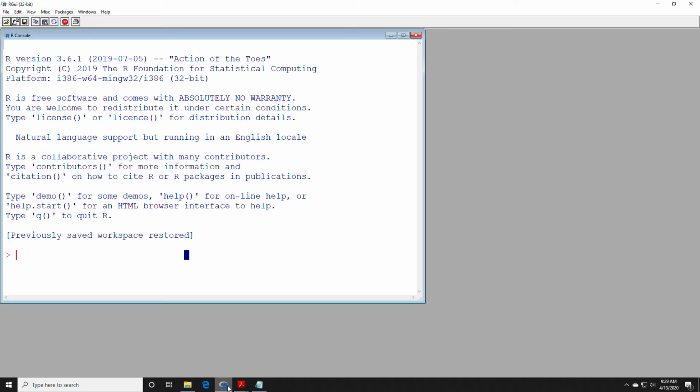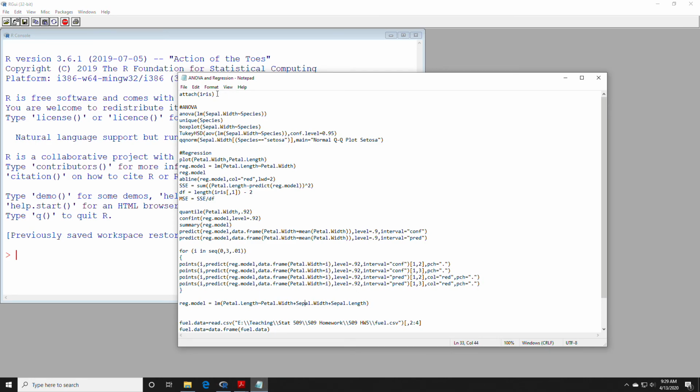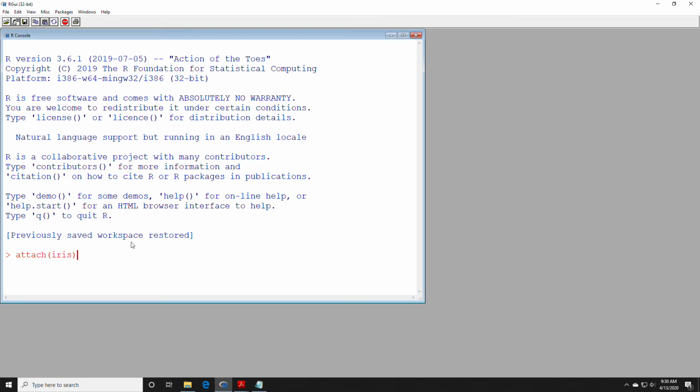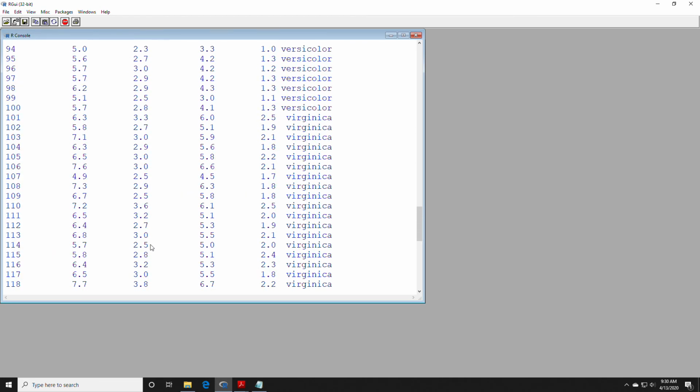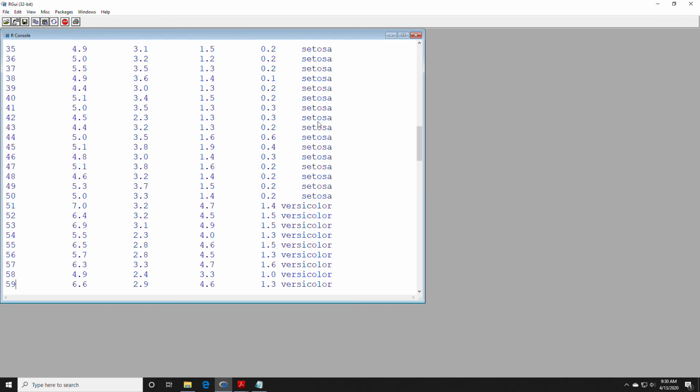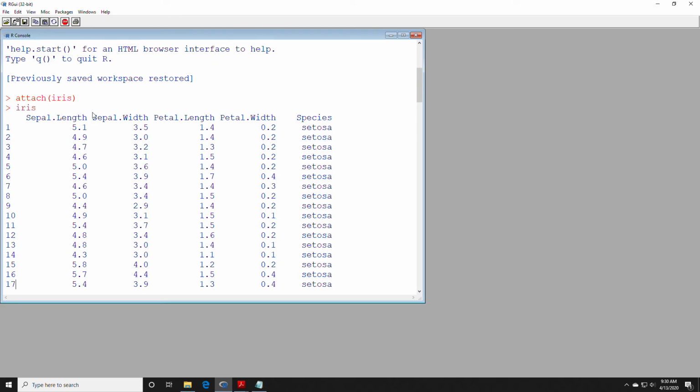So if we have R up and our ANOVA regression code, go ahead and attach the iris data set. Let's familiarize ourselves with it. We have 3 different species of flowers, and we have 4 observed variables. Length variables and width variables, 2 relate to petal, and 2 relate to sepal. Some other aspect of the flower, I guess.